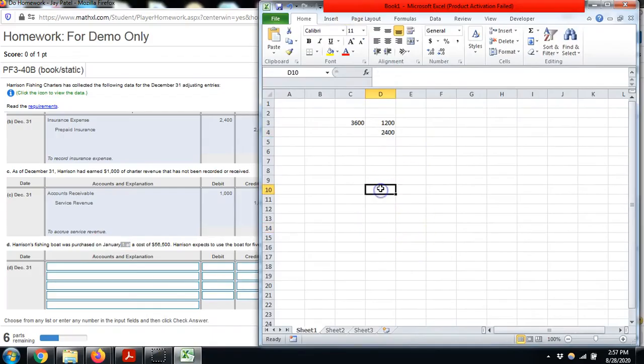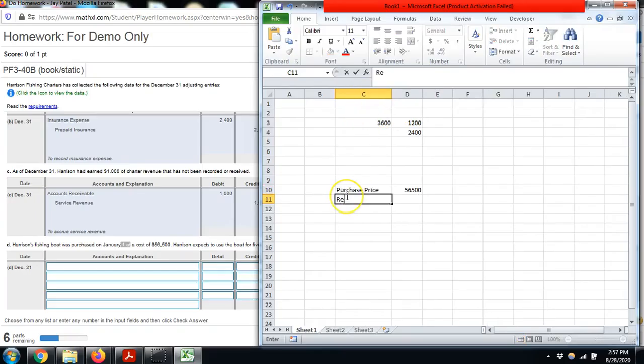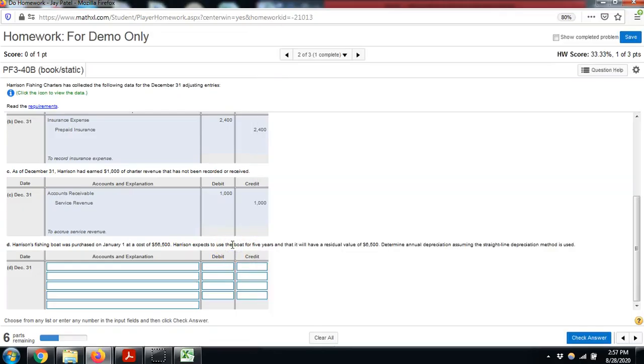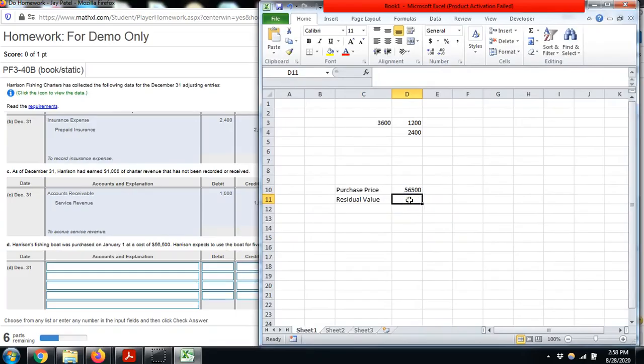So 56,500 is our purchase price. Our residual value was 6,500, and our useful life is 5 years. So let's do a couple of calculations here. So the amount we need to expense, so this is called the depreciable base.